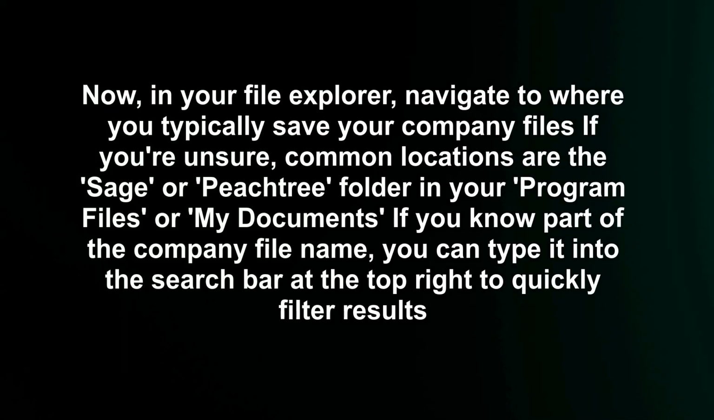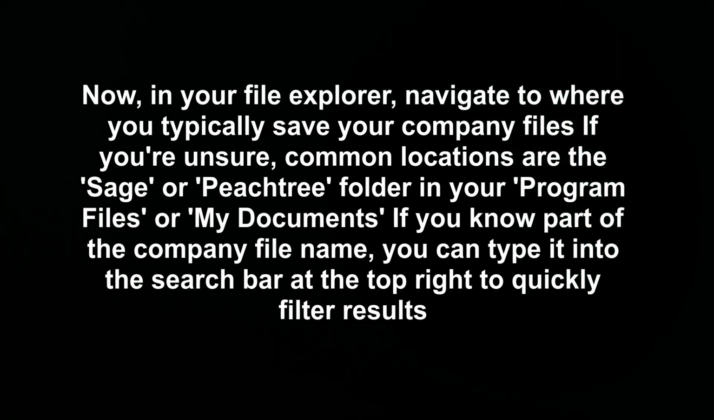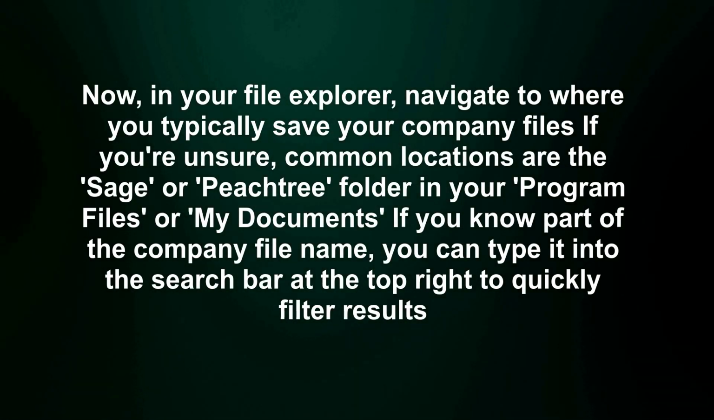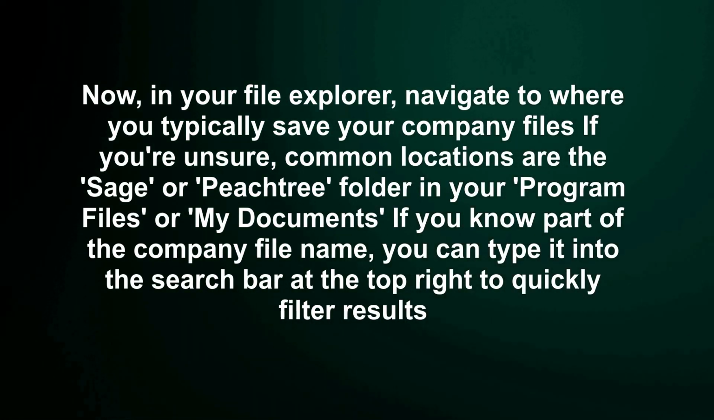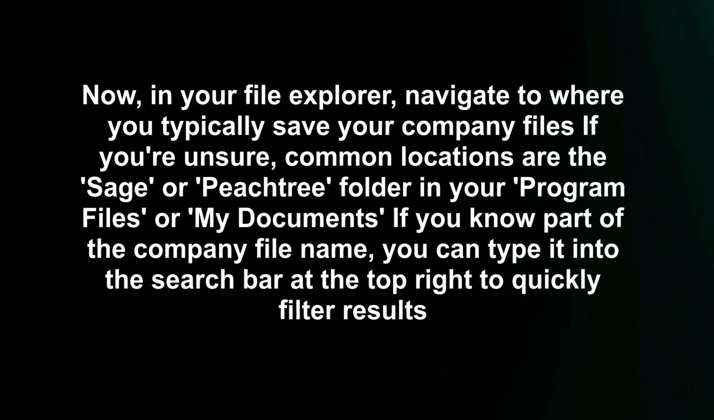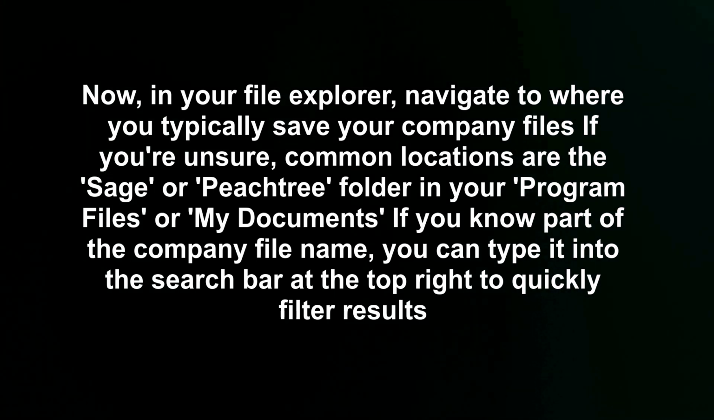Now, in your File Explorer, navigate to where you typically save your company files. If you're unsure, common locations are the Sage or Peachtree folder in your Program Files or My Documents. If you know part of the company file name, you can type it into the search bar at the top right to quickly filter results.